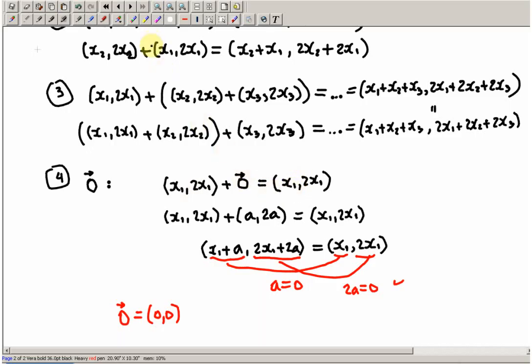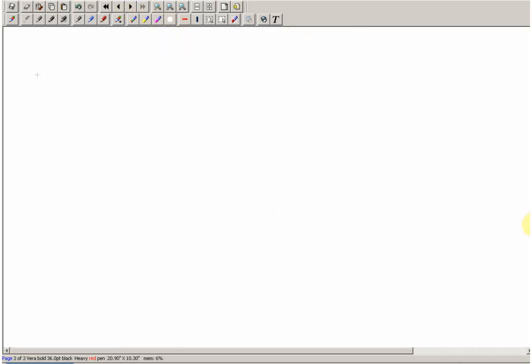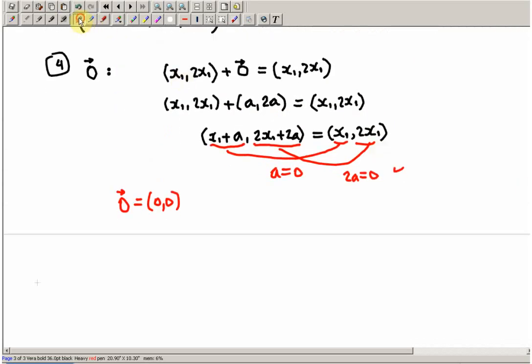Let's look at property number 5. Here it is. Property number 5 is the additive inverse. So for every vector in W, we need to come up with a special vector that when you add it to the original vector, you get the 0 vector. So here's a general vector, and let's find out who the additive inverse is. Okay, I don't know who it is, so let's put A and 2A. If I add this to this, I need to get the 0 vector.